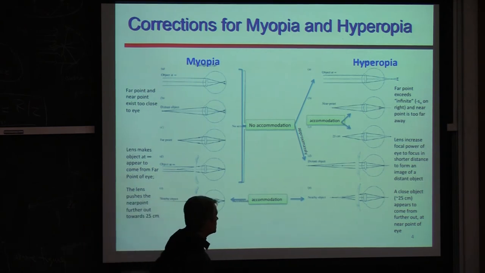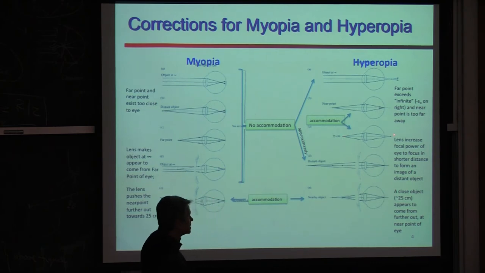Okay. So for example, if I wanted to see 25 centimeters like a normal person, it's focusing over here. So how do I correct hyperopia?